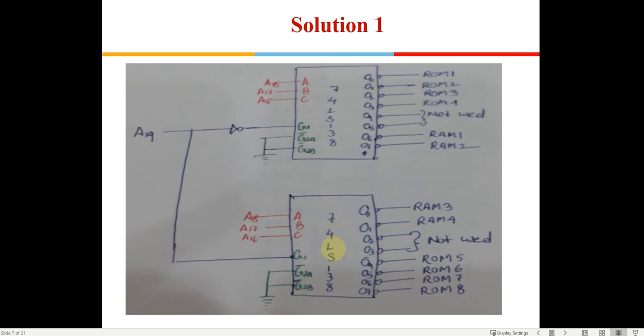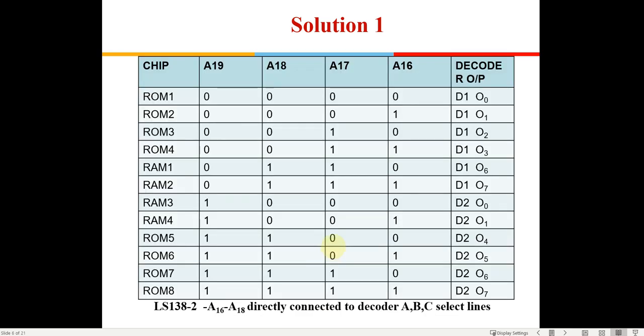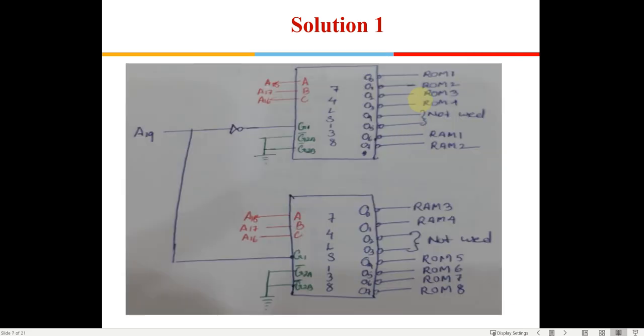A19 is 1, this chip will be selected, right? So now if you go back to this table, for 0, the output O0 of D1 will be going low, so that will activate ROM 1. Okay, for 0, 1, 2, 3, ROM 1, 2, 3, 4 is being activated as per this table which we had made. So if you see, ROM 1, ROM 2, ROM 3, ROM 4.